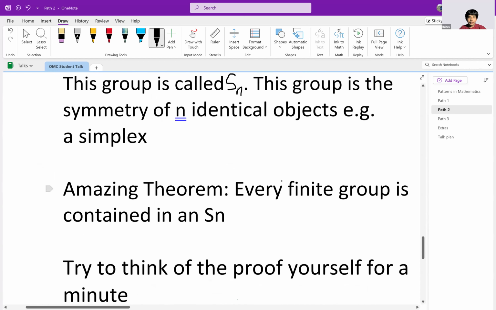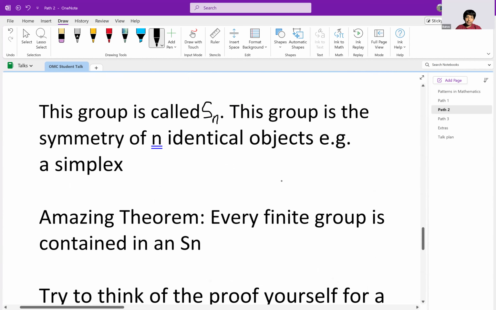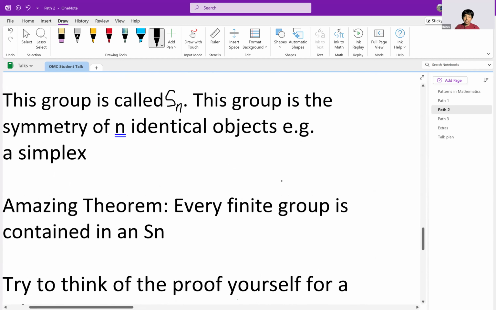Just wanted to share a nice theorem, which is that if we have any finite group which has the same properties as this, basically, we can find some n where it will be fitting in the permutation group of n elements.